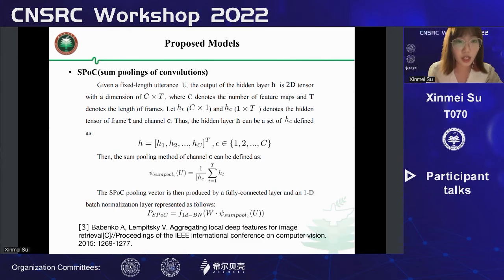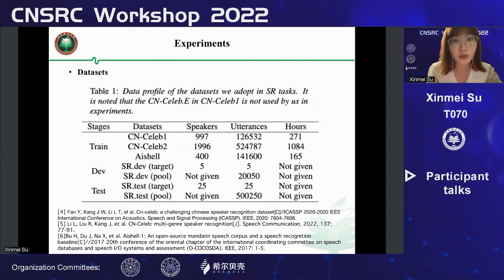And after these 3 steps, we conduct the experiments. The datasets we use for training are CN-Celeb 1, 2, and AISHELL, except CN-Celeb E. And the dev and test sets are the SR dev and SR test sets provided by the organizers.